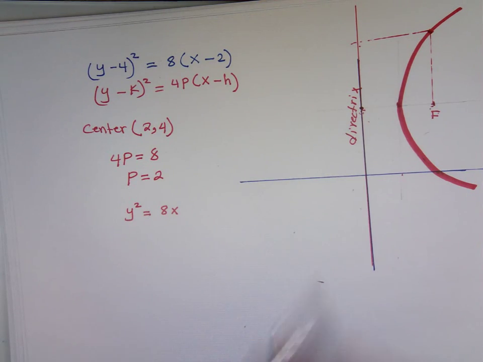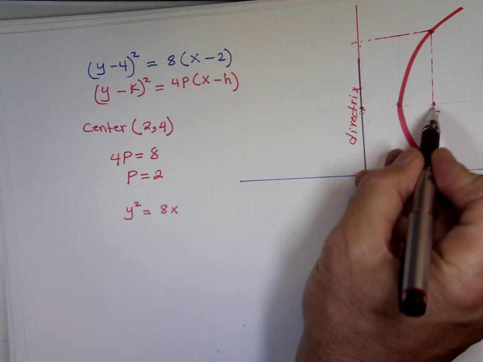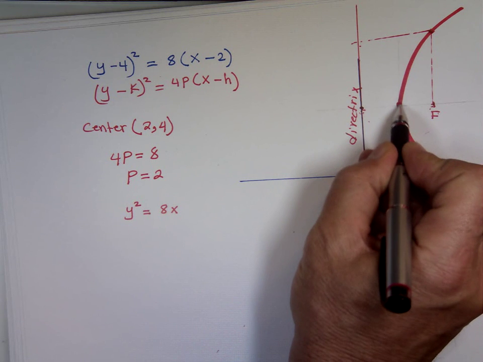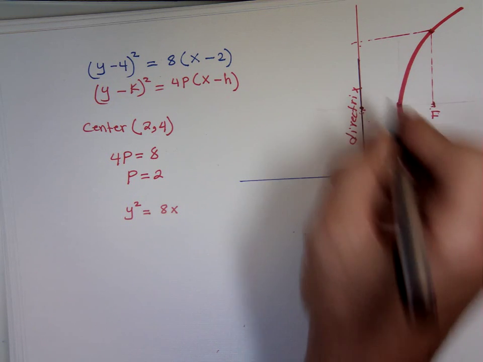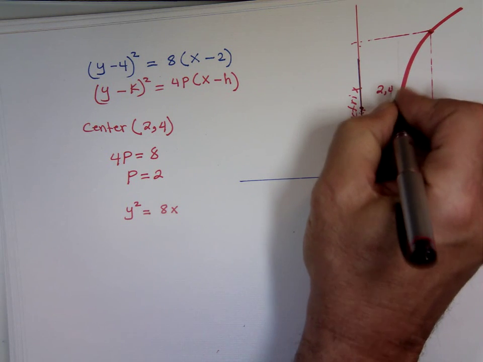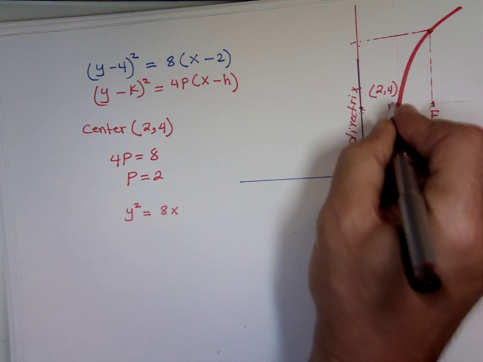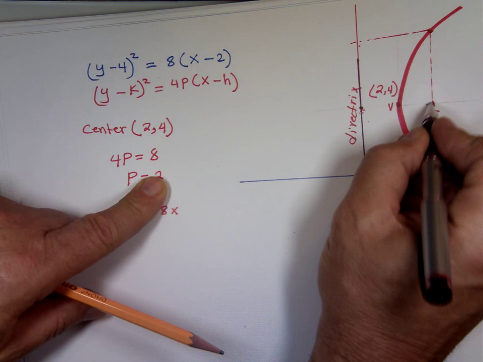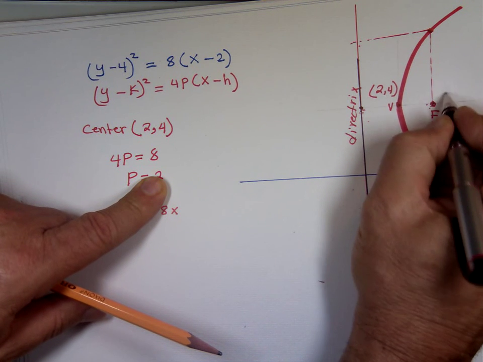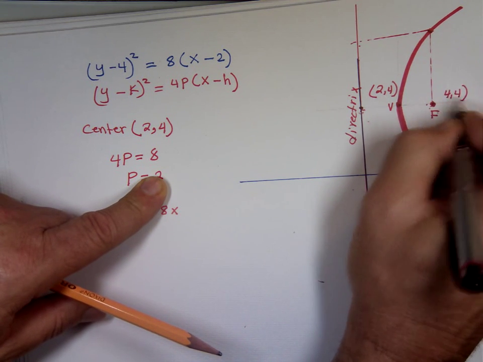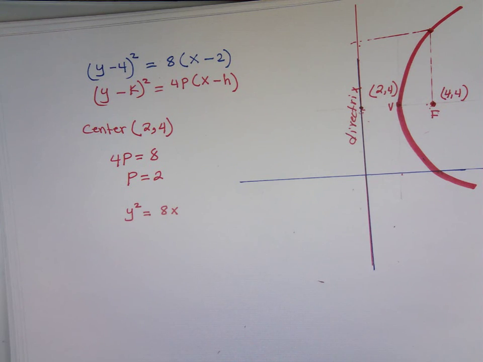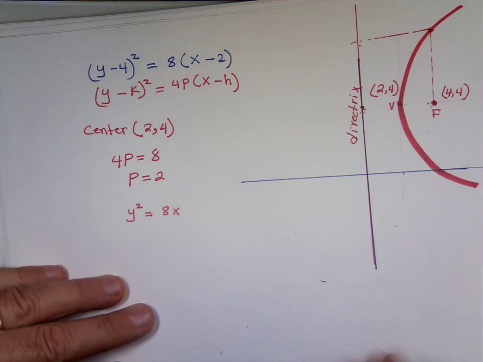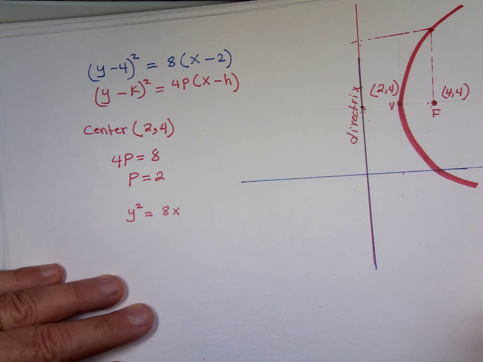Now, what's the focal point if you want to find that focal point? We know that distance, 2 units to the right. We know where the vertex is. Where's the vertex? 2 comma 4. Right? We know this point is 2 units to the right of that. That will make it what? 4 comma 4. Directrix right here. That's what? x equals 0.